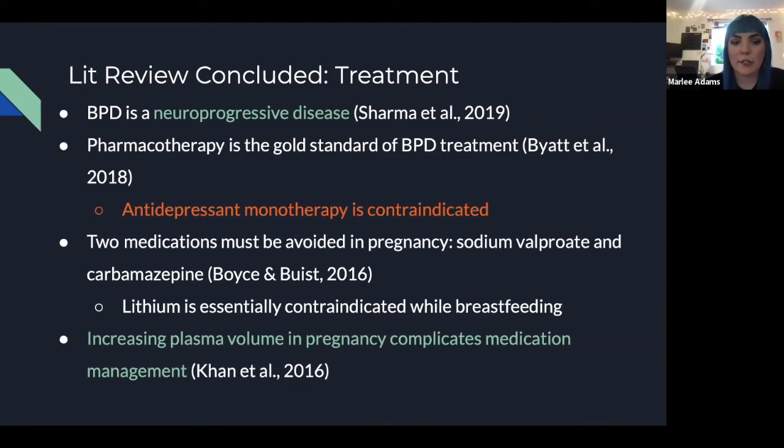The other thing about medication management is that the plasma volume, the blood volume in pregnancy, increases quite significantly. And so it actually makes it more difficult to keep someone stable. They have a certain percentage titer of medication in their blood, but as that blood volume increases, it of course is diluting the amount of medication in their bloodstream. And this can cause episodes and that sort of thing because the person is no longer at a therapeutic dose.